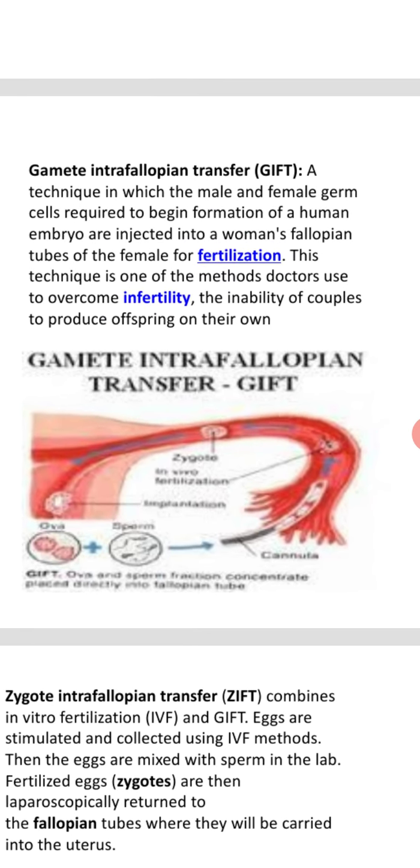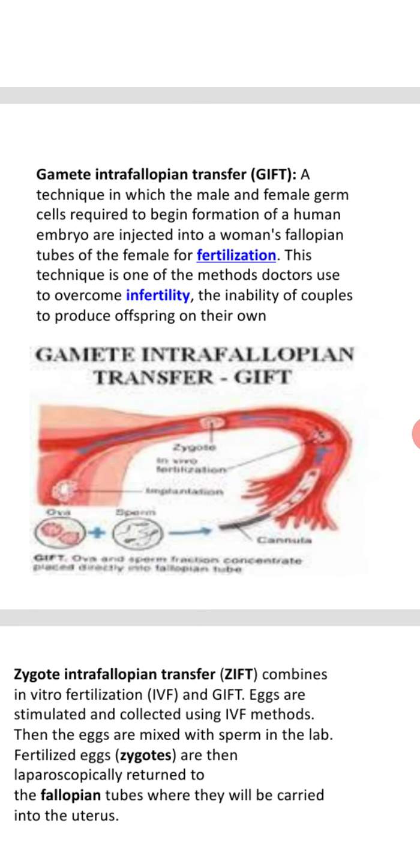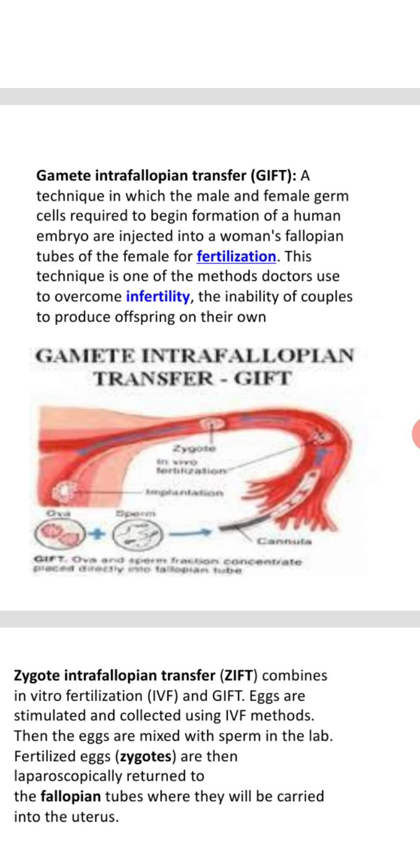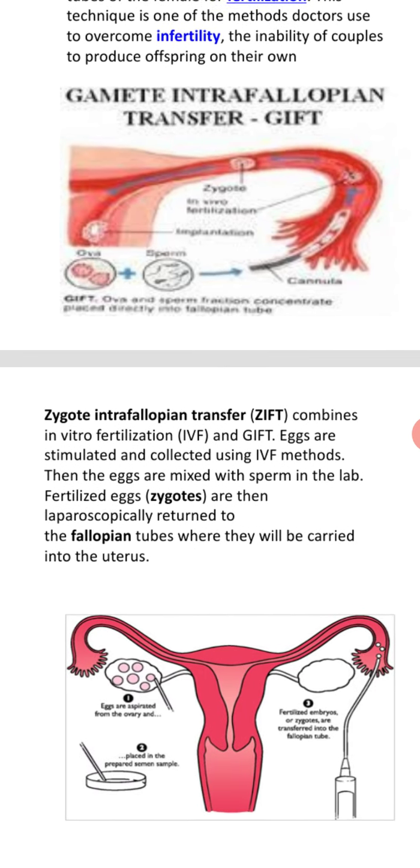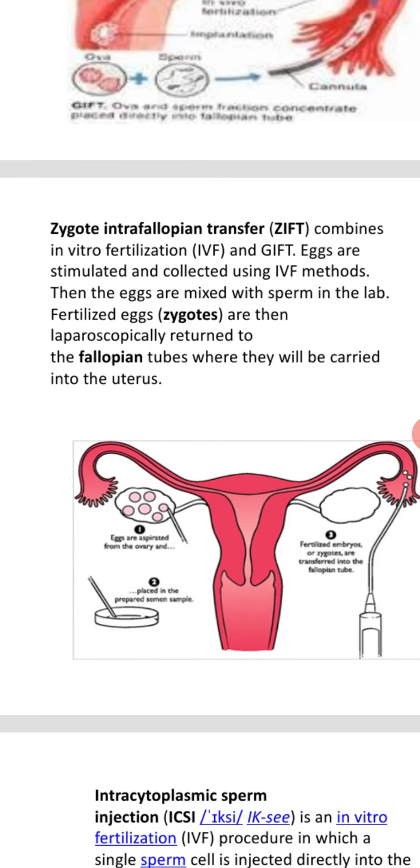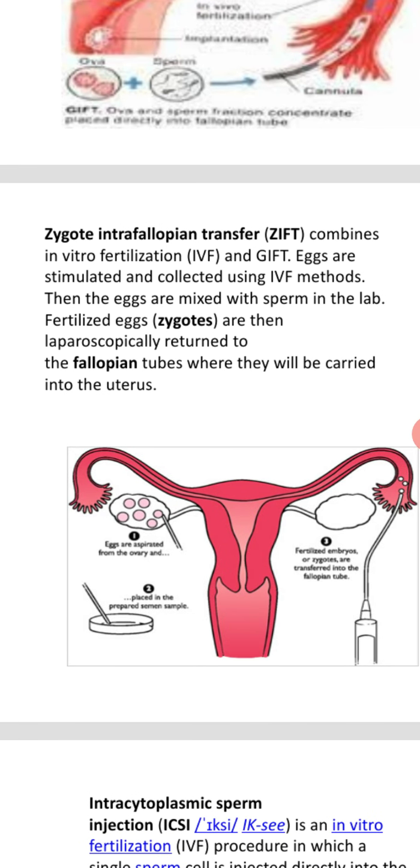Coming to the next type of ART is gamete intrafallopian transfer, otherwise called GIFT. This is a technique in which the male and the female germ cells required to begin the formation of a human embryo are injected into the fallopian tube of the female for fertilization. This technique is one of the methods where the doctor overcomes the infertility problem, the inability of the couple to produce offspring of their own. So, by the method of GIFT, pregnancy can be achieved by the females.